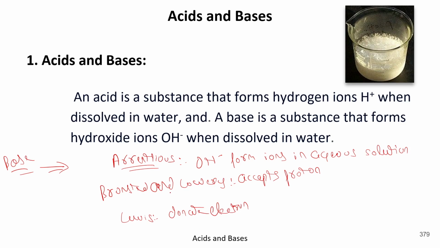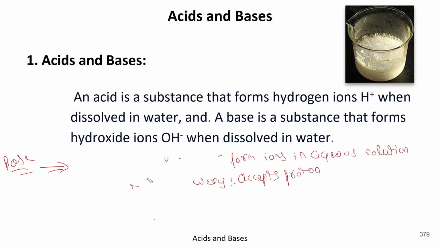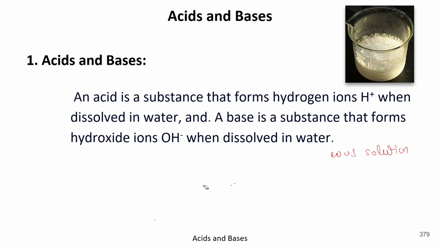Did you notice something? Bronsted and Lowry said that an acid donates a proton, and Lewis said an acid accepts electrons. But in the base situation, it gets reversed: a base accepts a proton and donates electrons. So this is the Arrhenius, Bronsted and Lowry, and Lewis concepts regarding acids and bases. Now come to the next points.